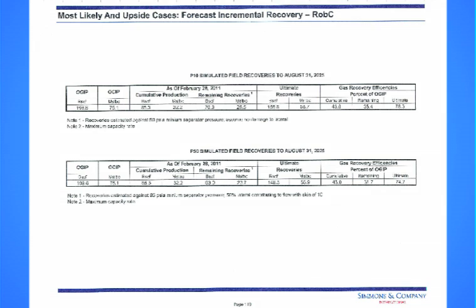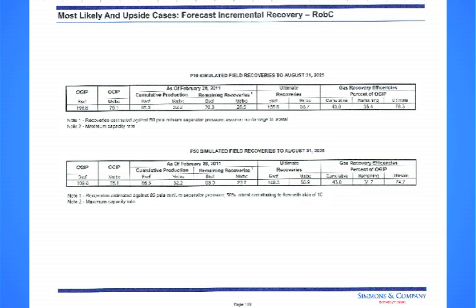The second image reflects the simulated field recoveries for the P10 upside case and the P50 most likely case. The criteria for the P10 upside case are the maximum capacity rate of 10 million cubic feet per day per well and recoveries estimated against 50 psi minimum separator pressure, assuming no damage to the lateral and no minimum flowing bottom hole pressure.